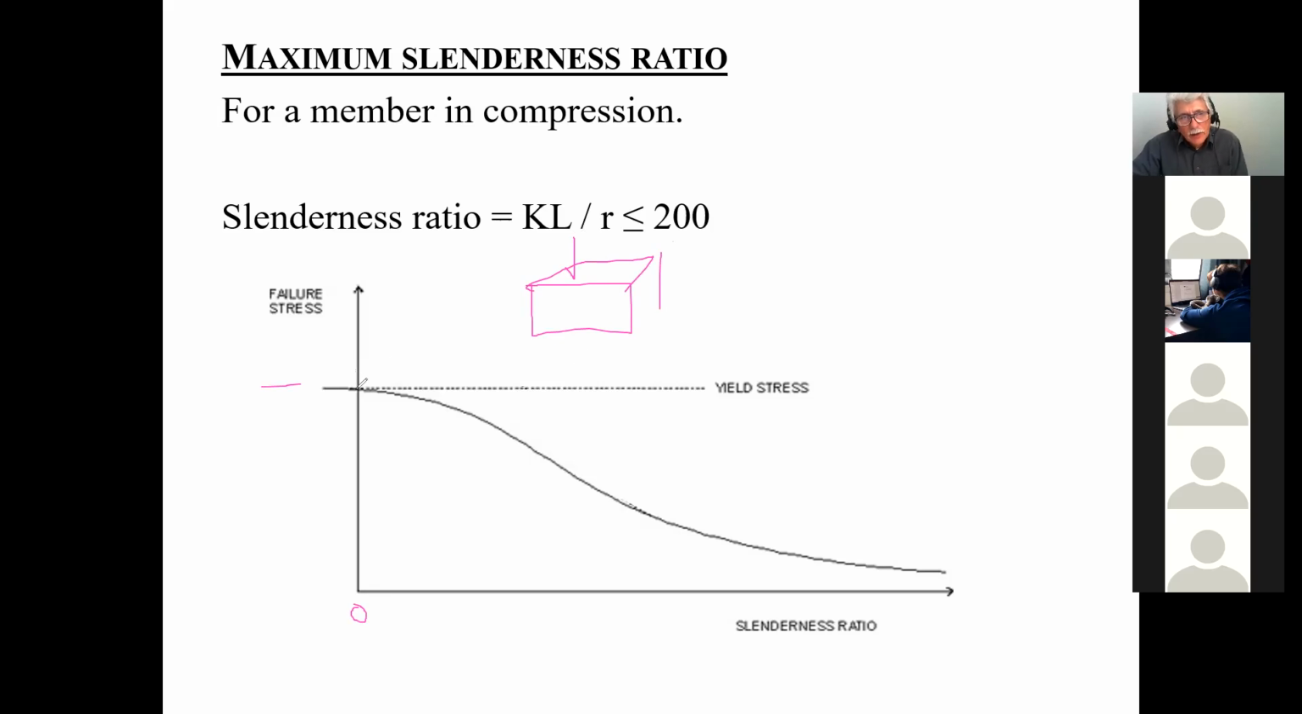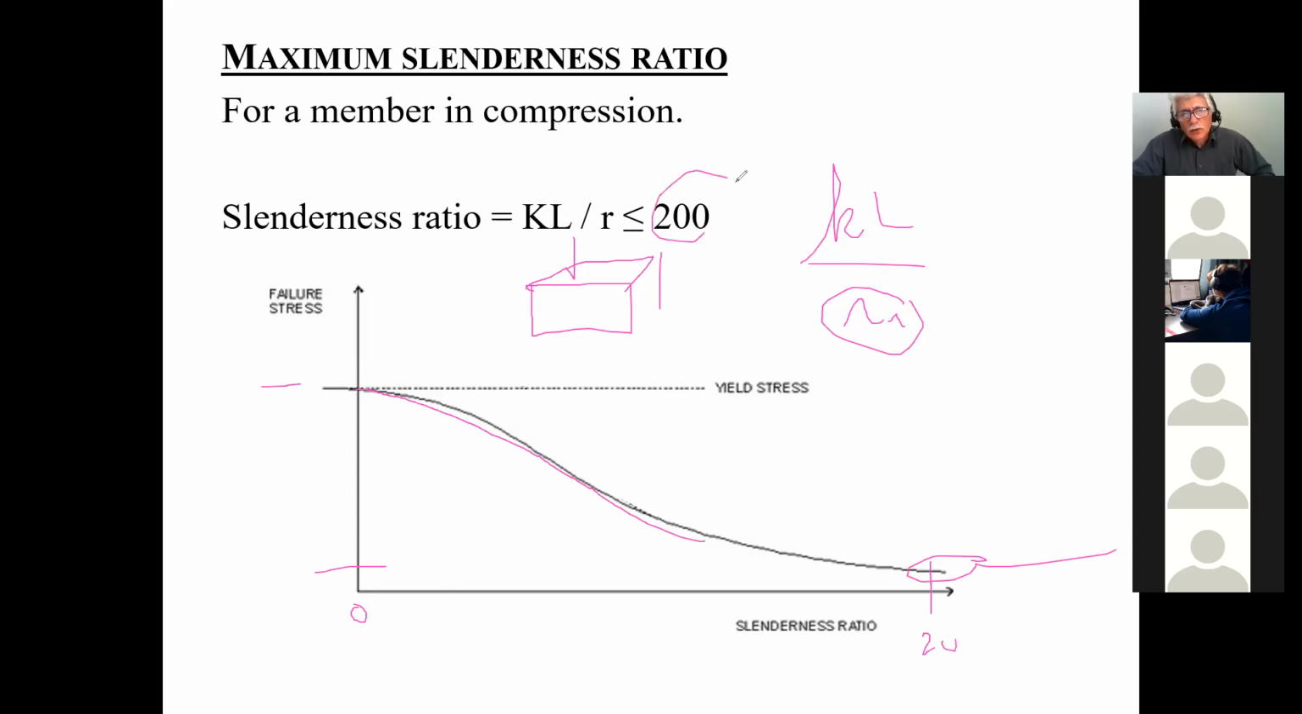And then as the member becomes longer and longer, I shouldn't say the member becomes longer, as the slenderness ratio, because the slenderness ratio has nothing to do with length, it's KL over the radius of gyration here. As the slenderness ratio becomes larger and larger, at one point they say let's just limit this to 200, because it's going to be so weak that it's not worth going beyond that point. That's what they're trying to show you here.